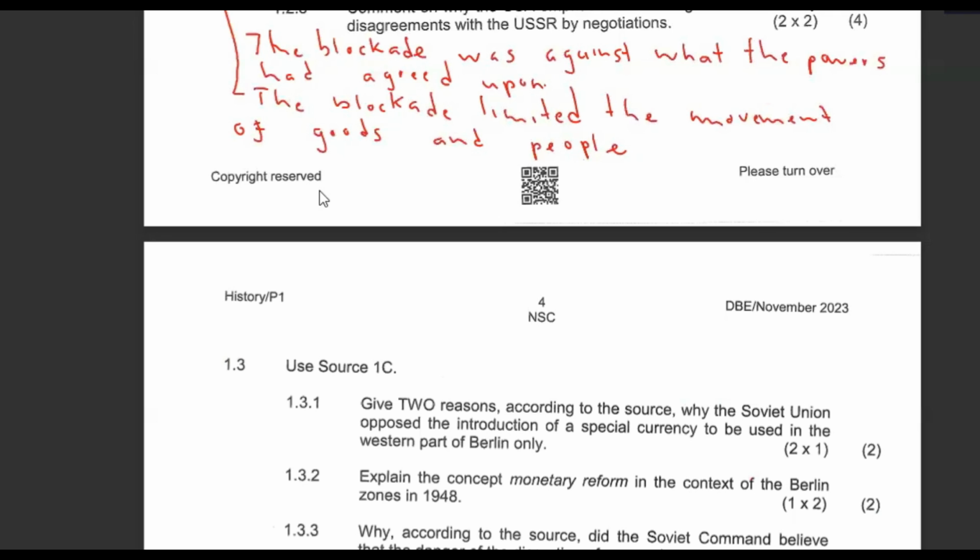So you can actually say the USA had an obligation to maintain the flow of essential goods and also the freedom of movement.